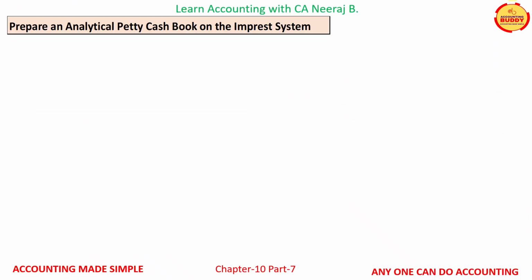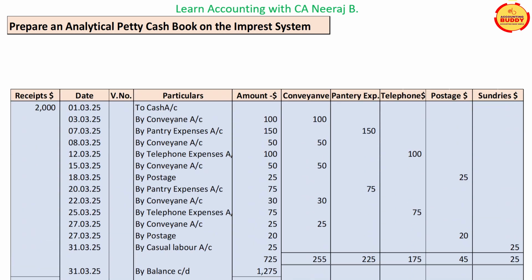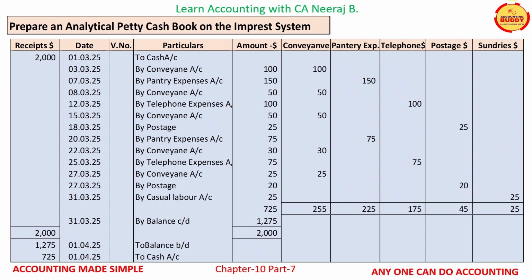When all petty cash expense payments as per previous slide are recorded in an analytical petty cash book, it will look like as appearing on your screens. An amount of $2,000 taken for petty cash expenses will be recorded in the receipt column by writing the words to cash account on 1st of March 25. The two columns of voucher number and particulars are common for both receipt and payment transactions. So the petty cash amount paid as conveyance on various dates will be recorded by writing the words to conveyance account in the particulars column.